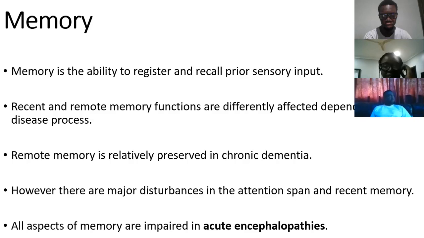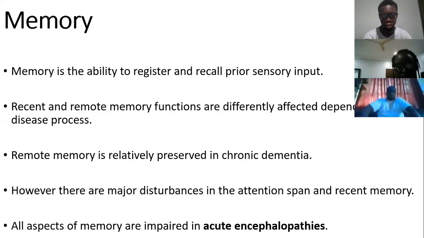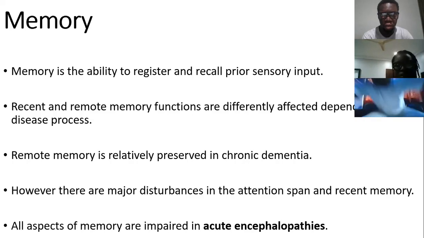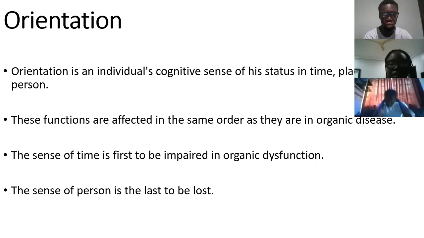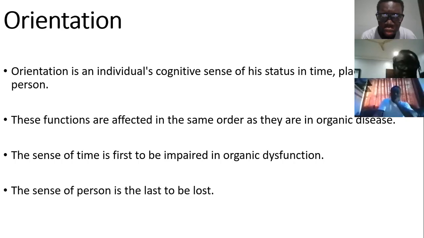Okay. So usually if you have chronic dementia, the patient remembers the things that happened a long time ago, and they cannot remember current things. So remote memory is preserved. You can realize that the patient has a very short attention span. Okay. Then orientation is also another test of mental status. So orientation is the patient's sense of their time, place, and person.